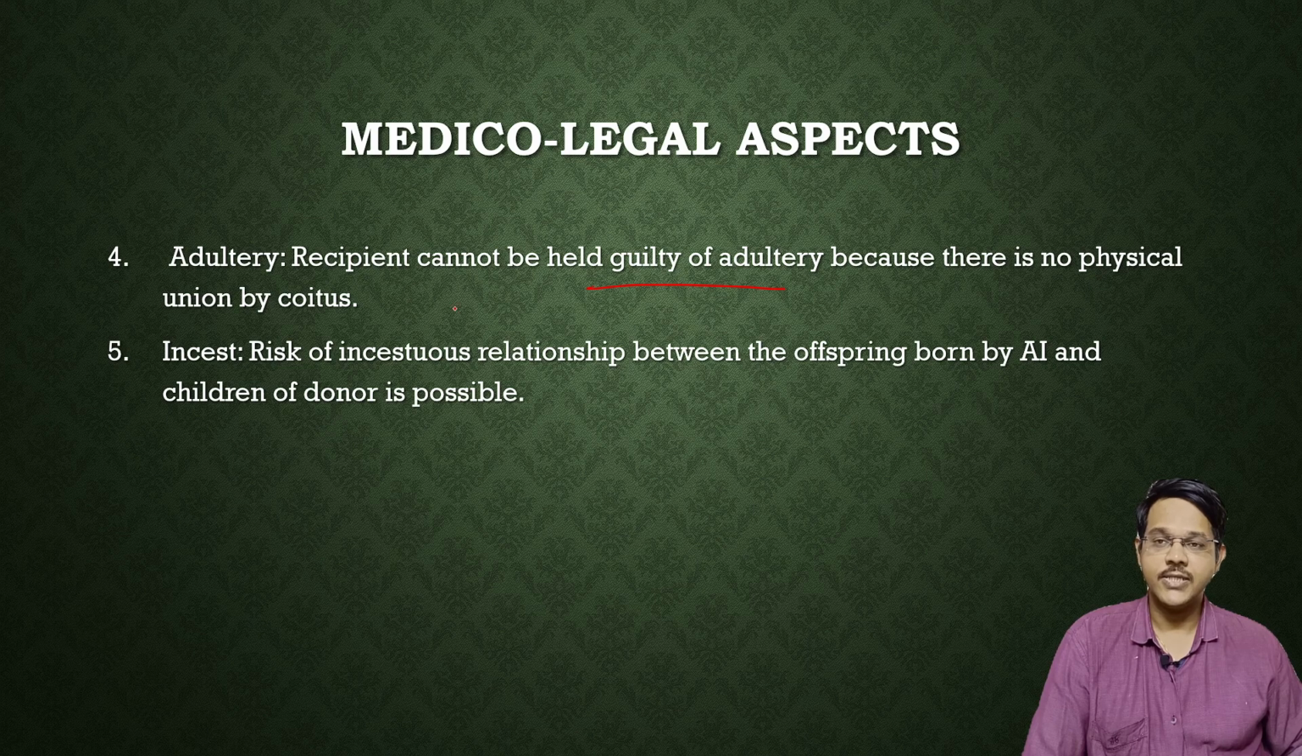Incest. Incest is a sexual relationship between close relatives, like father and daughter, or mother and son. There is a chance or risk of an incestuous relationship. In the future, the child who is born may have a relationship with the donor's children, so they are in fact brothers and sisters. So an incestuous relationship between offspring born from artificial insemination is possible.